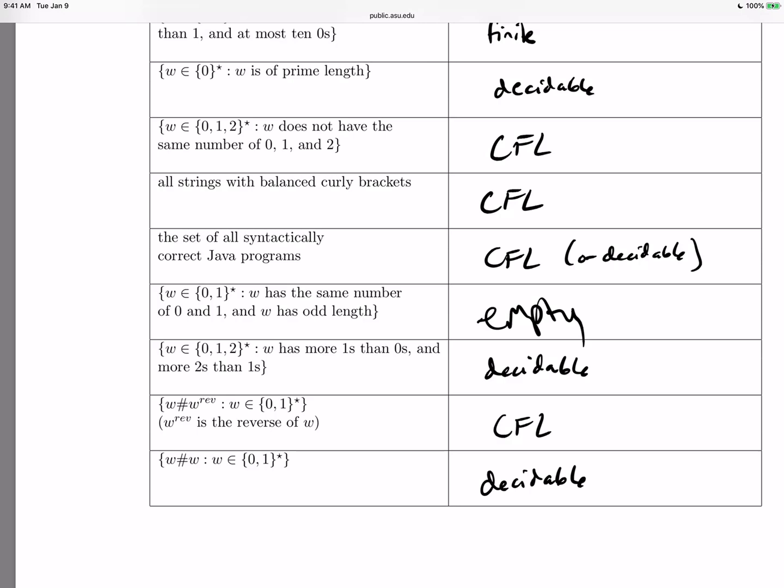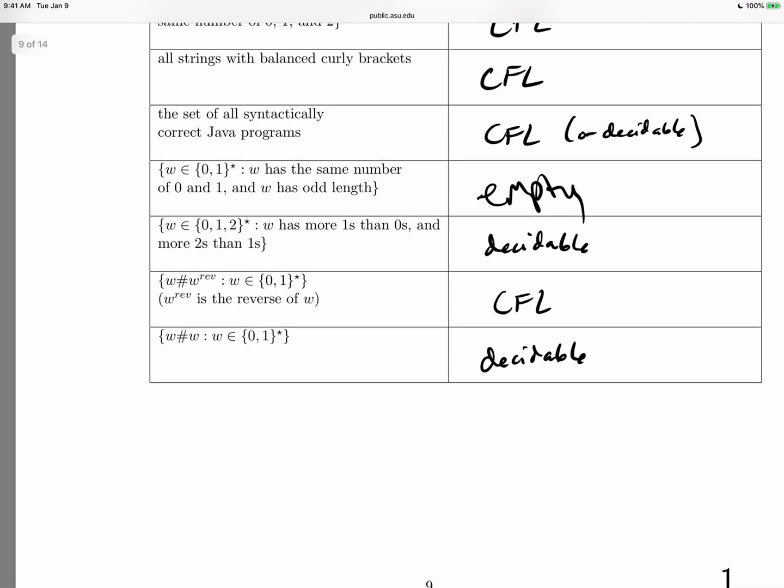W has more ones than zeros and more twos than ones. We actually did an example kind of like that in class, and we showed that it wasn't context-free, but I'm sure you can write a computer program to check whether a string really does have that form. Just make 3 counters and check if the 1 counter beats the 0 counter and the 2 beats the 1 counter.